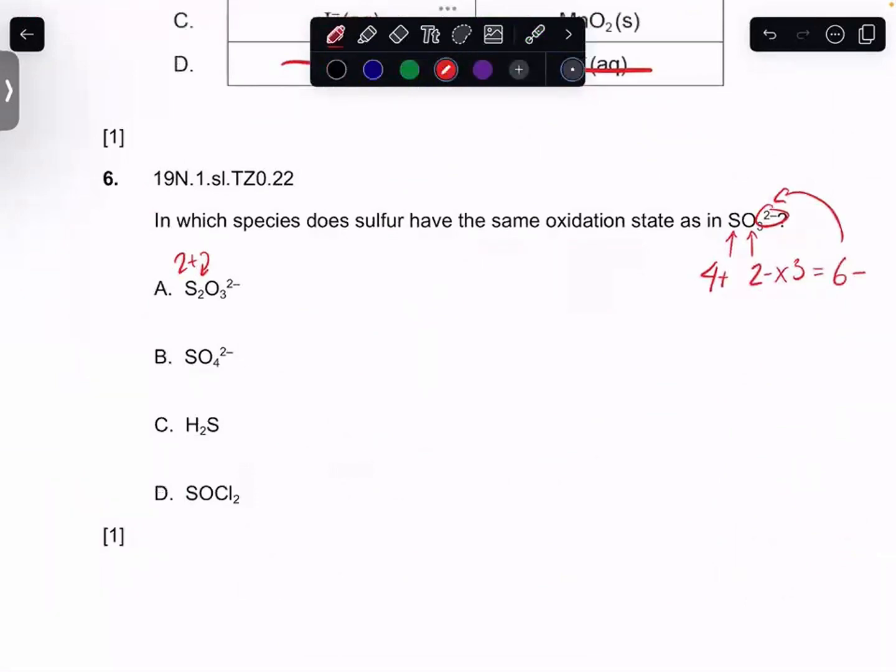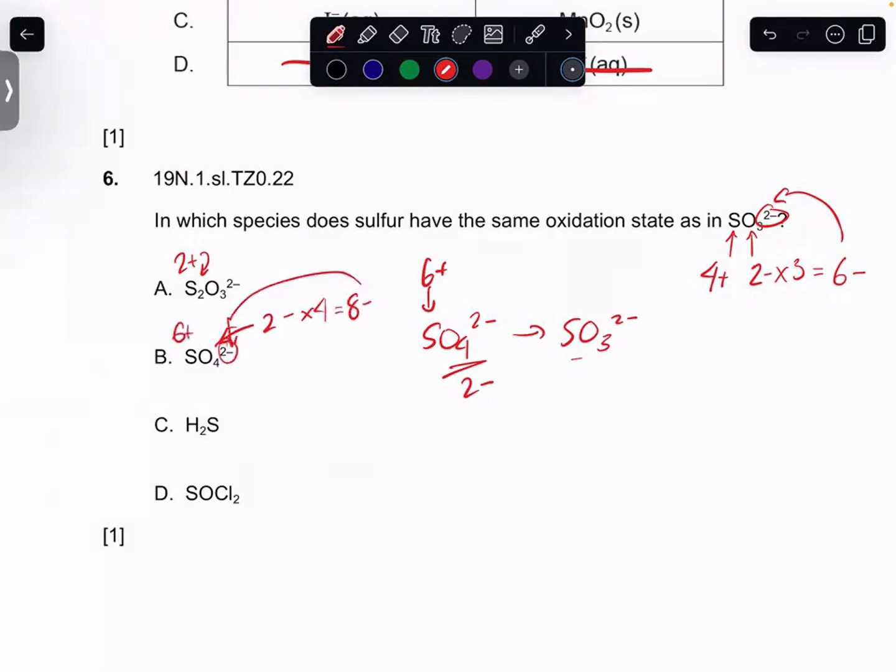In SO4 2 minus, well, SO4 2 minus and SO3 2 minus are the same thing with the exception of an extra oxygen, meaning that this sulfur has to compensate for another 2 minus charge. So this is actually going to be 6 plus. I can just guess that, but we can do the math as well. 2 minus times 4 equals 8 minus. The overall charge is minus 2, meaning this is 6 plus.